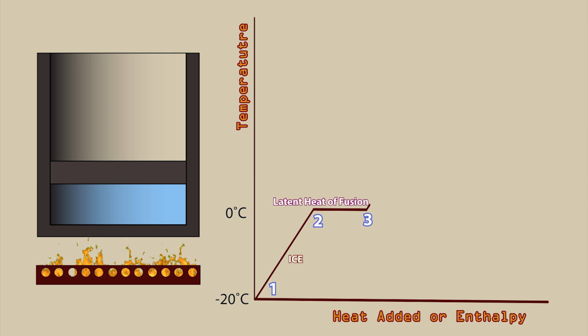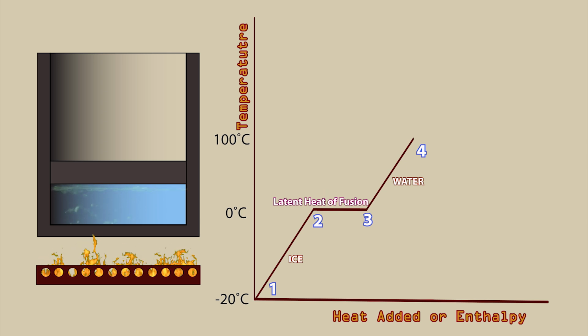Next, on further heating, the water reaches its boiling point or saturation point 4. At a given pressure, the temperature at which a pure substance starts boiling is called saturation temperature, T-Sat. Similarly, at a given temperature, the pressure at which a pure substance starts boiling is called saturation pressure, P-Sat. Both saturation temperature and pressure are functions of each other.